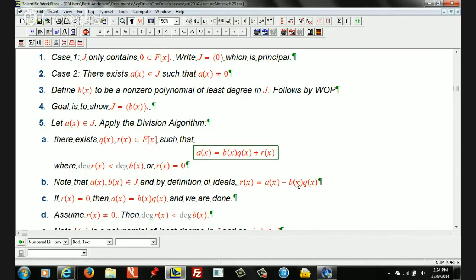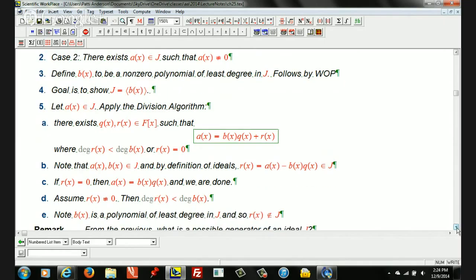Ideals are closed under subtraction. They contain their products, they absorb their products. So this has to also be in J. So now we have our contradiction.